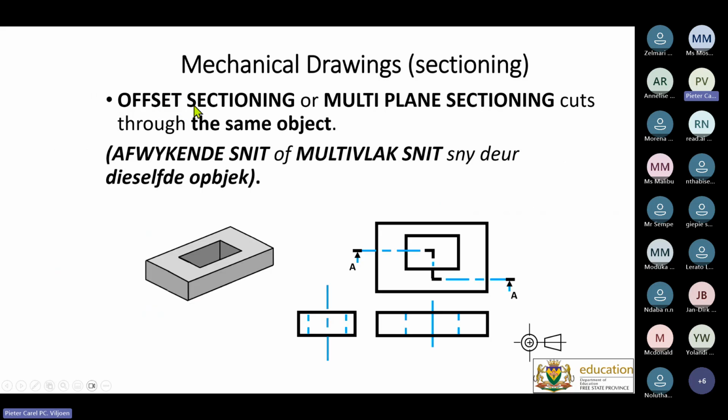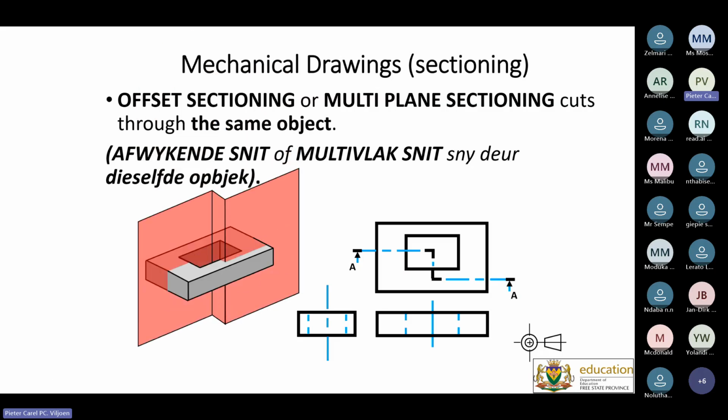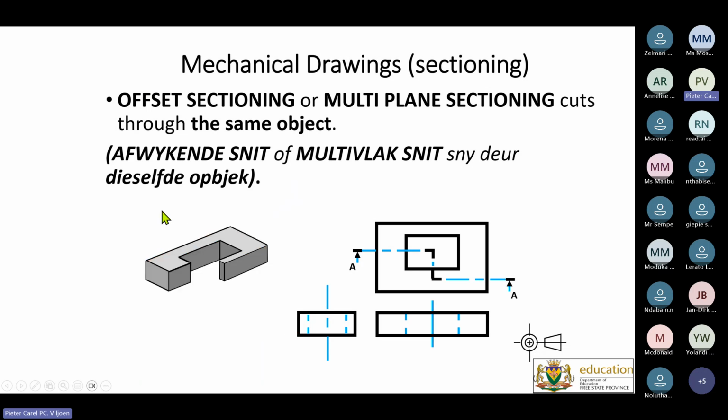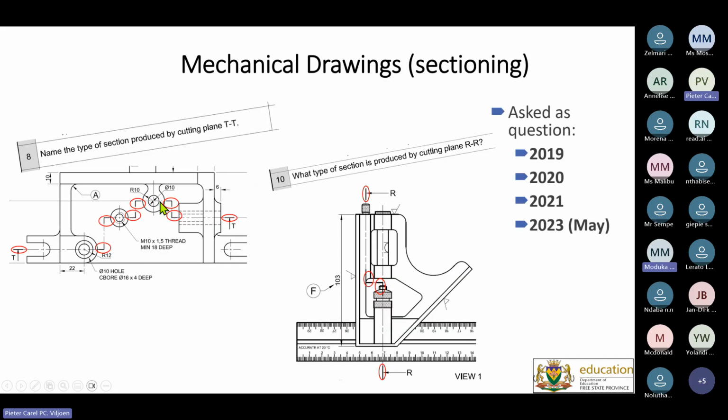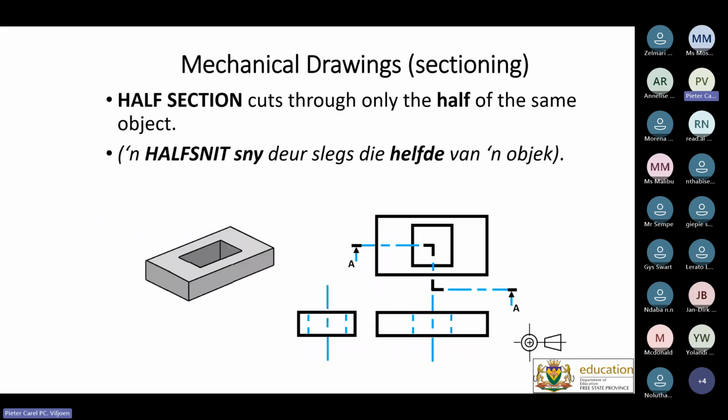Offset sectioning is grade 11 content. I'm not going to go through the detail of offset sectioning. It is basically inside the whole model or part. It's not going outside. And then there are the handles for each blade that you're going to use to cut this part. It has been asked quite a few times.